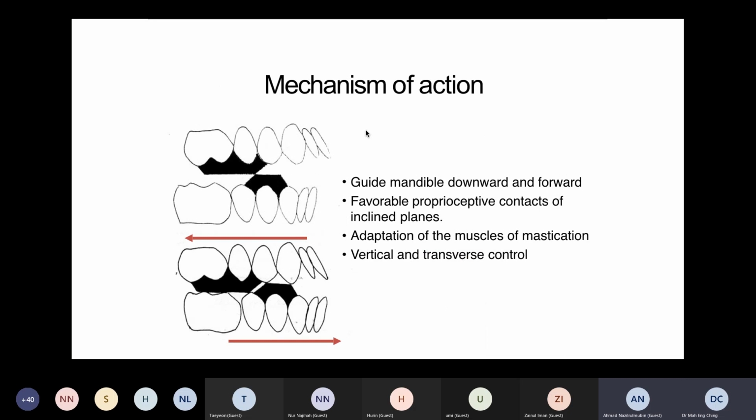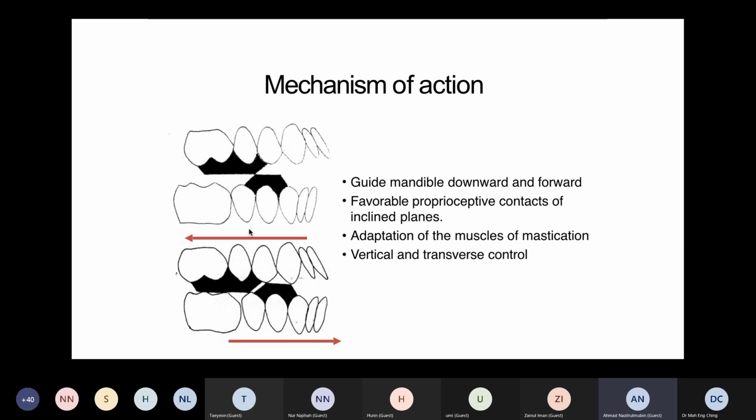So the mechanism of action, pay attention to this slide, very important. You guide the mandible downward and forward. We all know the mandible grows downward and forward, same with the maxilla. So they guide the mandible downward and forward, hopefully the mandible will grow longer. Favorable proprioceptive contact of the inclined plane. So this one will work fine, you don't have to sacrifice your jaw movement. Your jaw can still move freely, but every time you bite together, the block will lock the lower jaw forward.